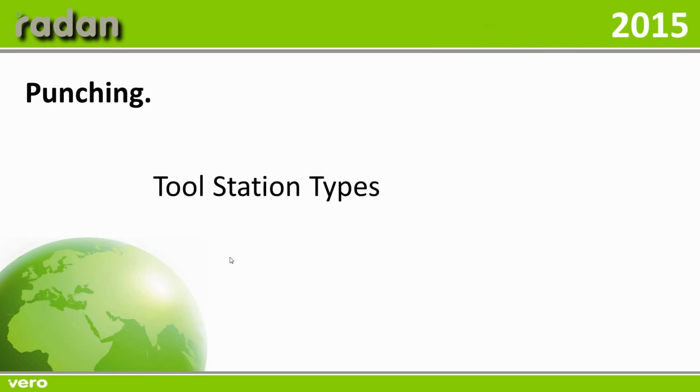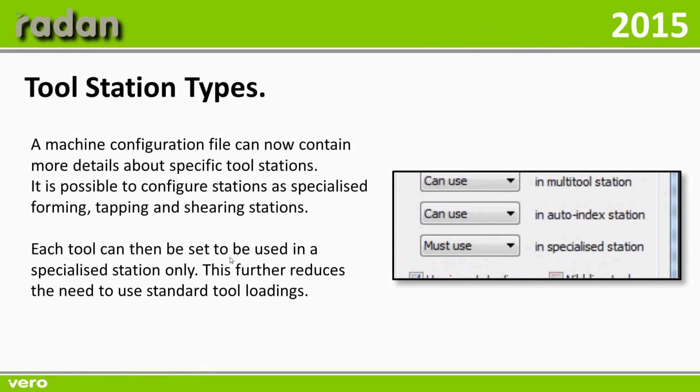Tool station types. A machine configuration file can now contain more details about specific tool stations. It is possible to configure stations as specialized forming, tapping and shearing stations. Each tool can then be set to be used in a specialized station only. This further reduces the need to use standard tool loadings.